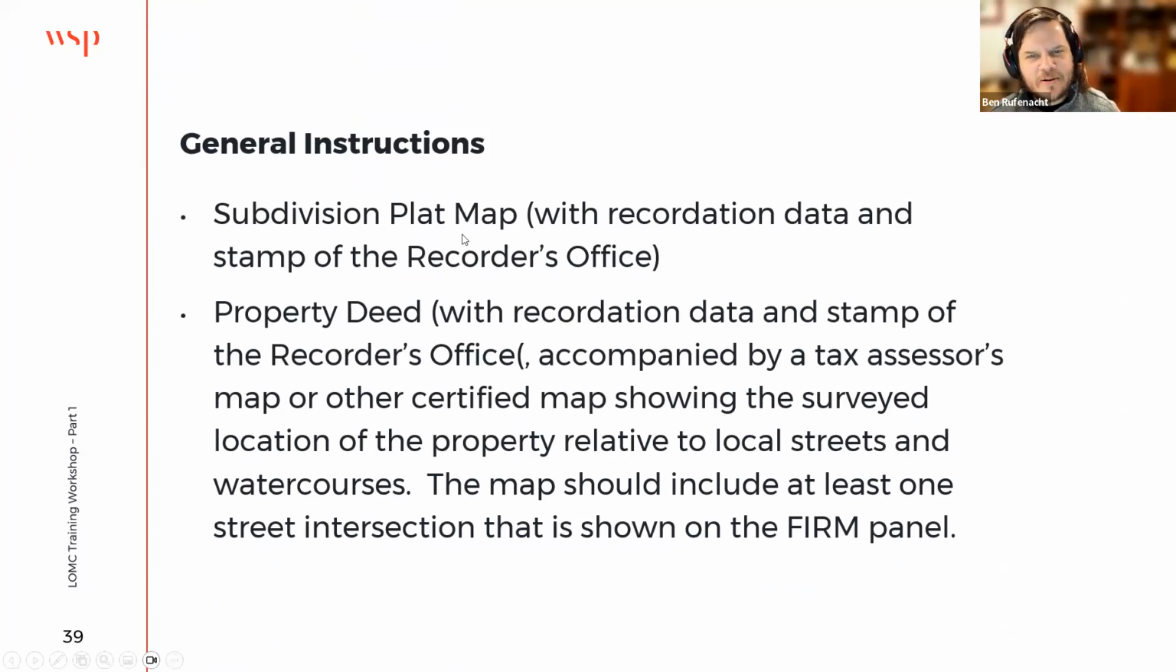So the maps that we went through on that checklist, the subdivision plat map, and you want this with the recordation data and stamp of the recorder's office on there. You want the official plat map and the property deed from the recorder's office as well. That actually gives the legal description of the area. And this is where I want to point out, remember, the map should include one street intersection that is shown on the FIRM panel. We need some way to line up our property map with our FIRM panel or floodplain map.